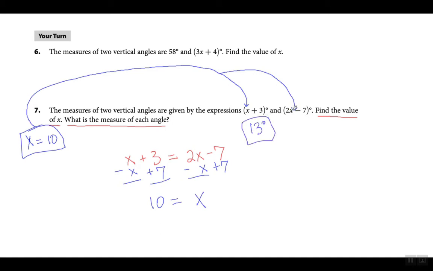And if I substitute it here, I do 2 times 10, which is 20, and 20 minus 7 is also 13 degrees. You only have to do it once because vertical angles are equal to each other. Alright? So each angle measures 13 degrees.